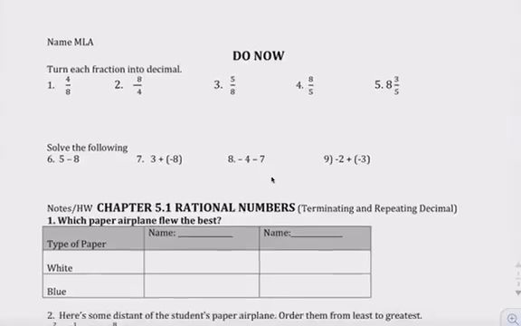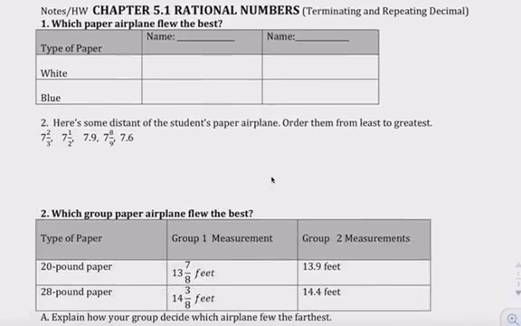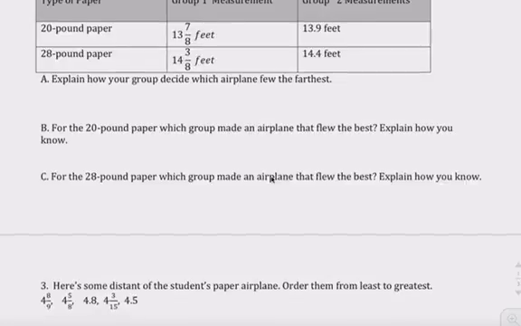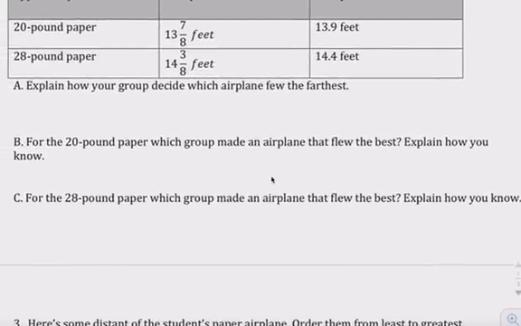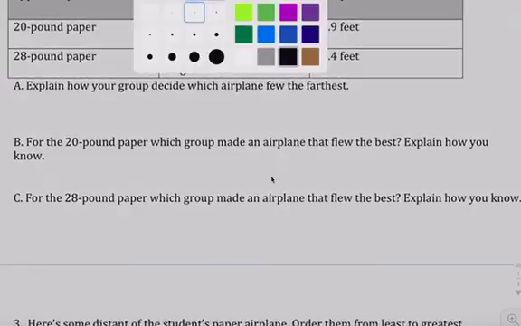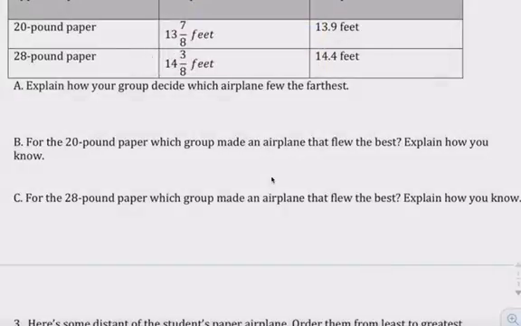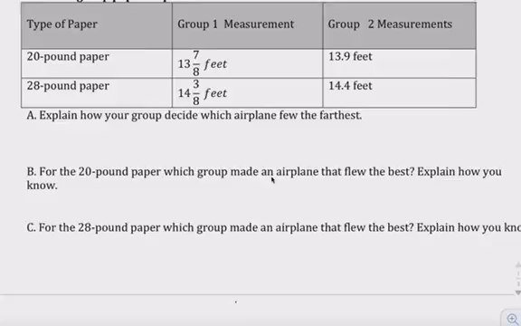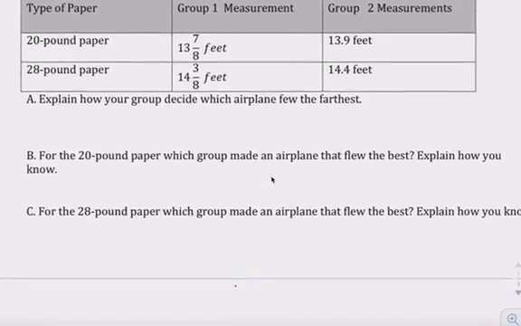This is your homework. We did this in class, a lot of it in the front, and you were supposed to answer C here. For the 28-pound paper, which group made the airplane that flew the fastest? Explain your reasoning. I will have this on a lot of your quizzes, so make sure you know that.